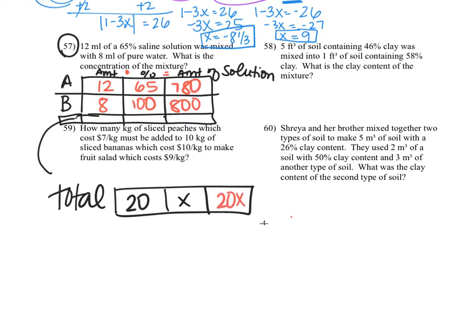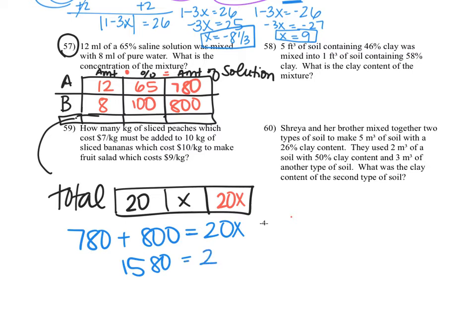So now we just have to make one equation. So 780 plus 800 is going to equal my 20x. And so 780 plus 800 is 580 equals 20x.